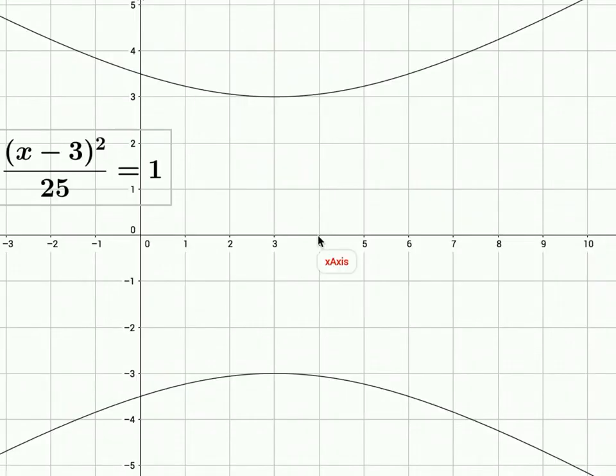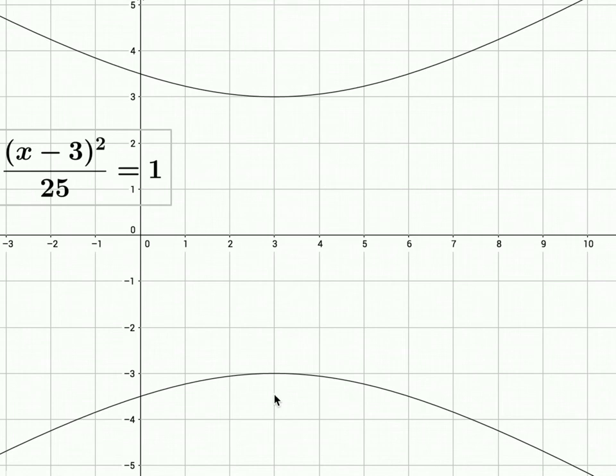Number 9. This is a hyperbola. So using the information, I can identify the center is going to be located at 3, 0. With a equal to 3, b equals 5, c equals the square root of a squared plus b squared, which is the square root of 34. The vertices are going to be located at 3, 3, 3, -3. The foci are going to be located at 3, square root of 34, 3, negative square root of 34.